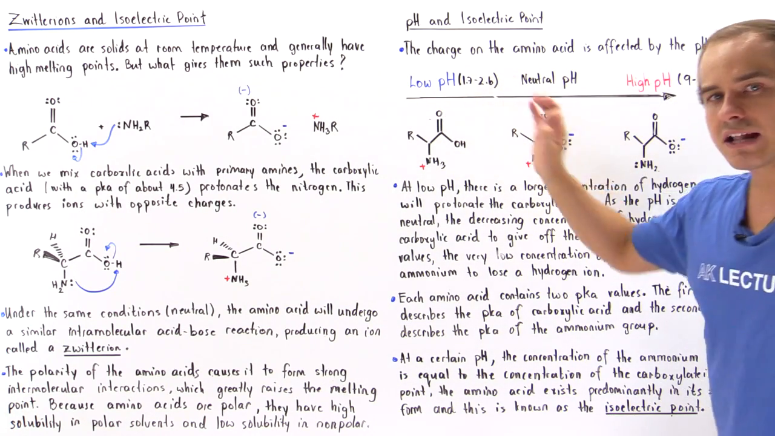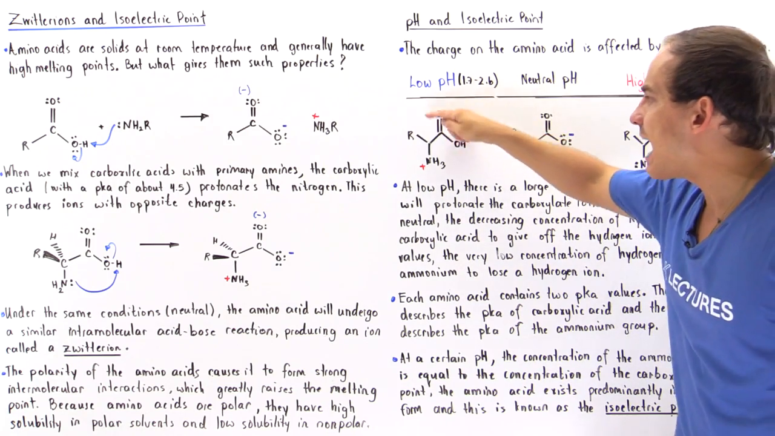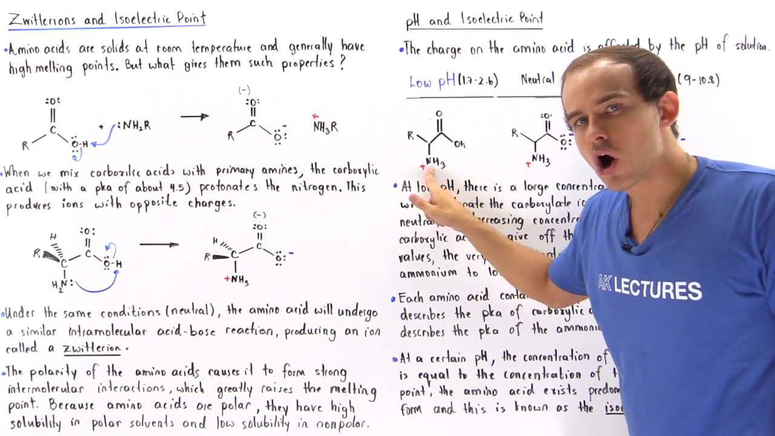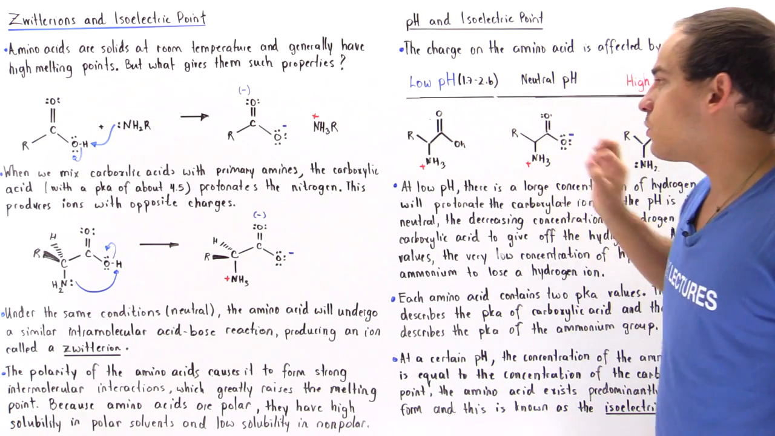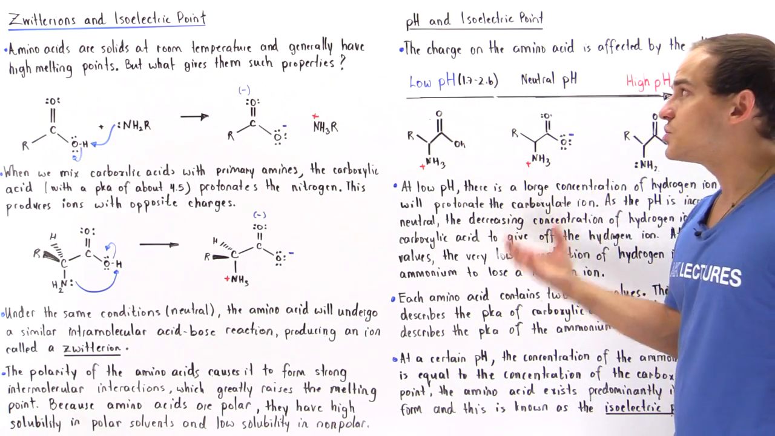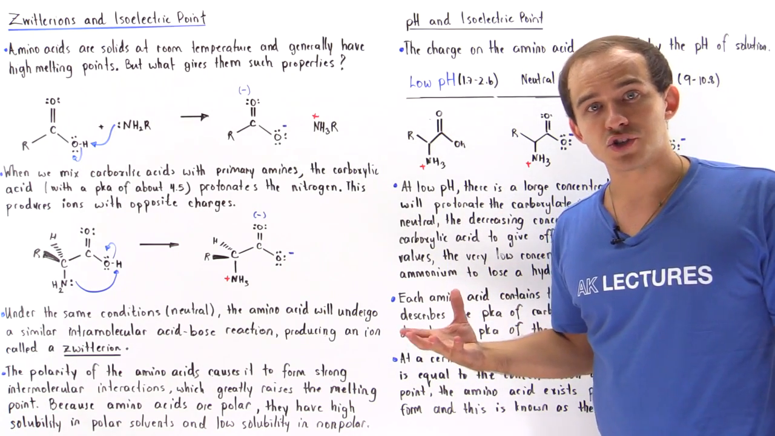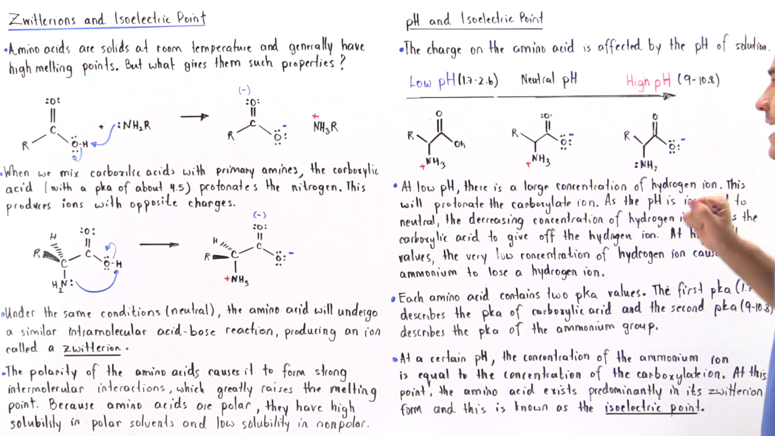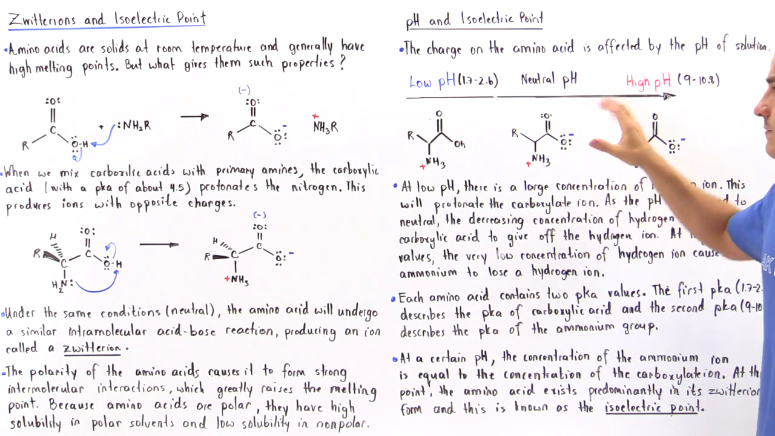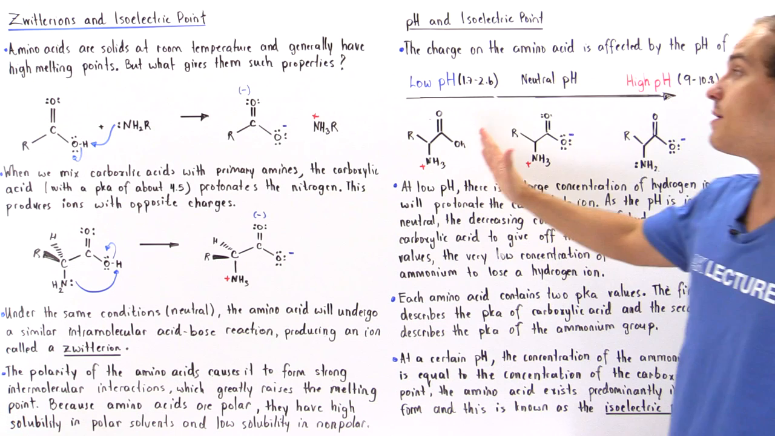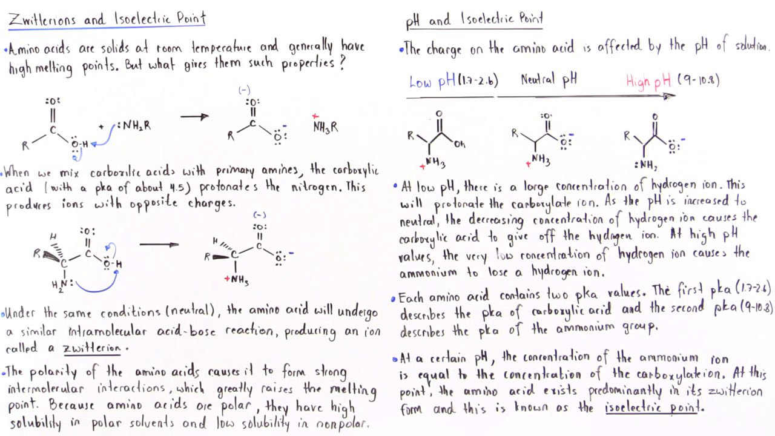So we see that at low pHs, we have this carboxylic group and we still have the positive charge on the nitrogen, and so that means the amino acids at low pHs bear a net positive charge. Now, at neutral pHs, we have a negative and a positive, and that cancels out, so that means they're neutral. What about if we bump up our pH to about 9 to 10.6?